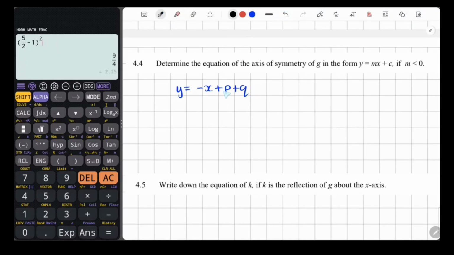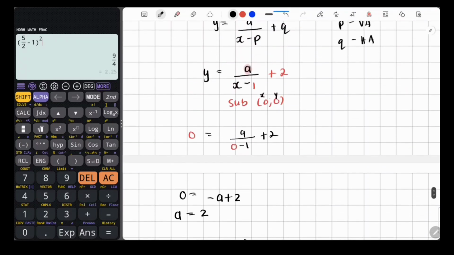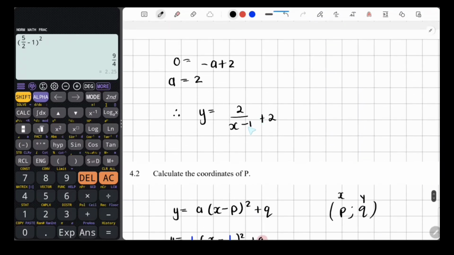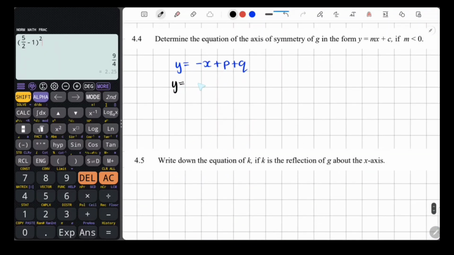So now that we have this equation, let's go ahead and remember what p and q was. Remember the vertical and the horizontal asymptote of the hyperbola. So in the hyperbola, the vertical asymptote was the 1, and then the q was the horizontal asymptote. So p was 1 and q was 2. So we're just going to fill that in here. So we're saying y is equal to negative x plus 1, and then q, of course, was the 2, so plus 2, it's positive. So y is equal to negative x plus 3. That's the equation of your axis of symmetry with a negative gradient.